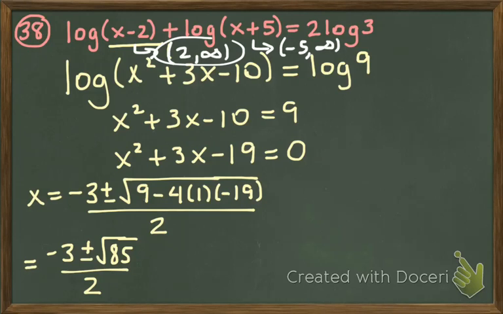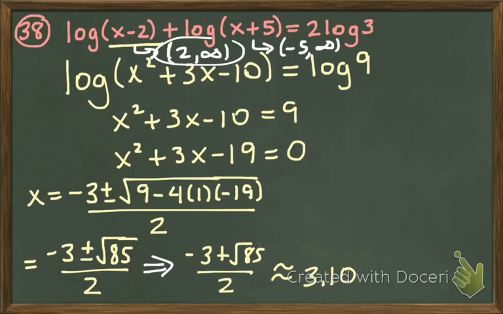So our domain is from 2 to infinity, which means that I can only have the positive version of this as my answer. So we exclude the negative 3 minus the square root of 85 over 2. So we're only going to include the negative 3 plus the square root of 85 over 2 as our solution. So when we clean that up, that is approximately equal to 3.10977.